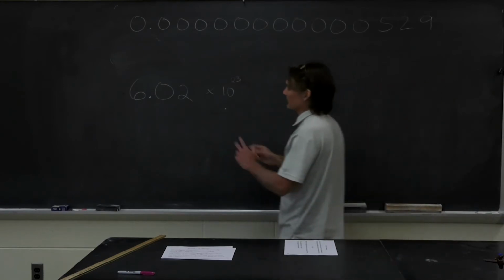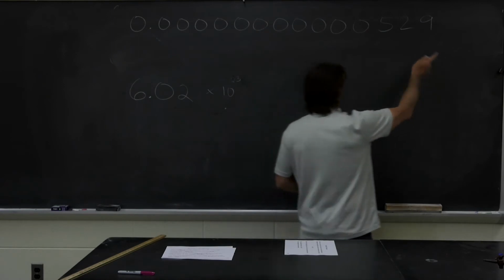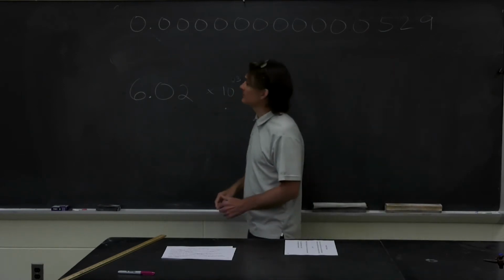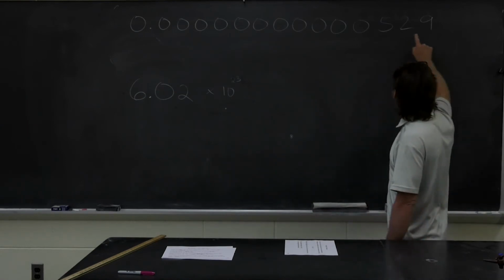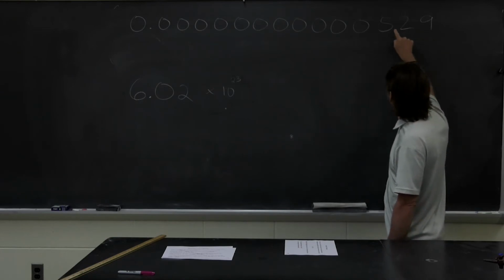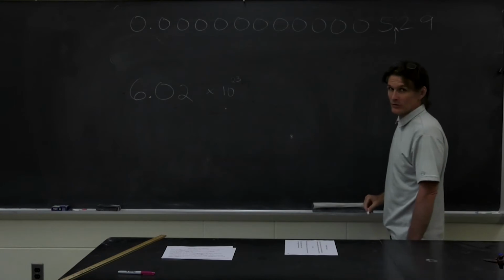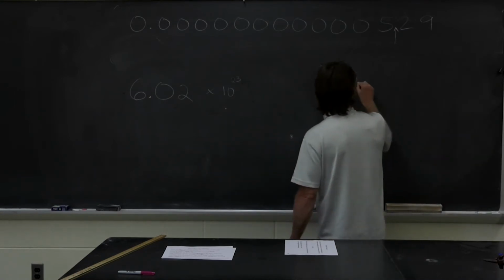So once again, the first step, I'm going to move my decimal some way so that the number becomes a number between 1 and 10. If I put it there, it's going to be 0.529. If I put it here, it'd be 529. If I put it here, it'd be 52.9. Aha! If I stick it right there, that's the sweet spot. 5.29, that's a number between 1 and 10. So I'm going to write this as 5.29.